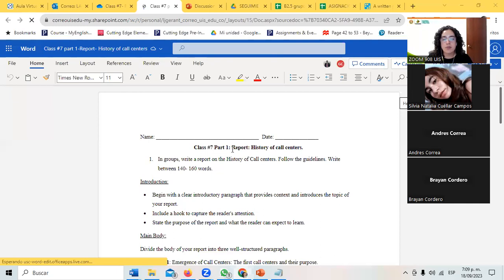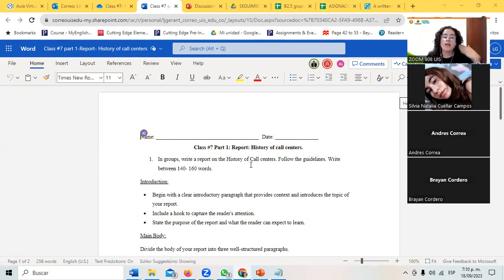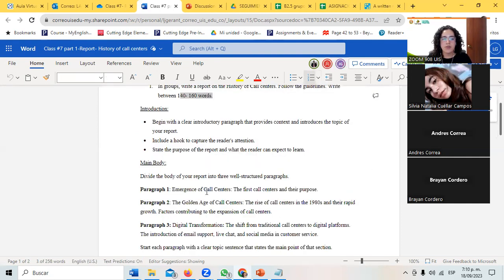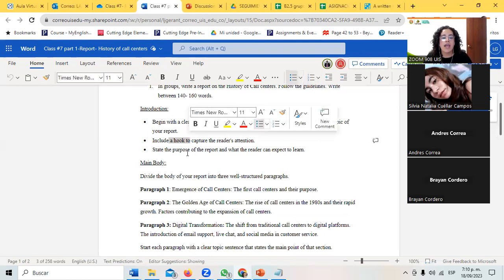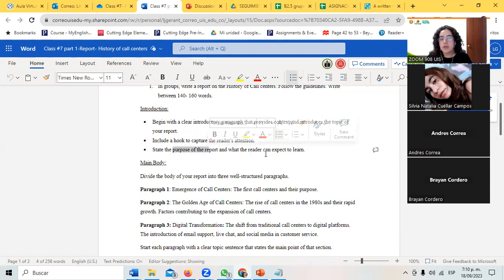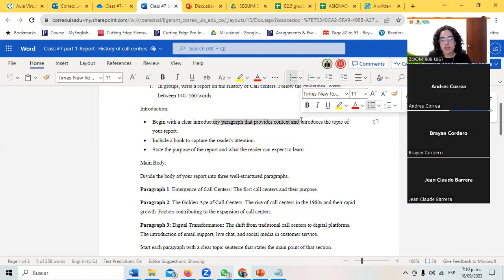So we are going to write a report on the history of call centers. So in groups, write a report on the history of call centers. Follow the guidelines. Write between 140 and 160 words. This is the same amount of words you're going to write in the exam, okay? It's not the same topic, but it's the same amount of words, okay? So I give you some instructions for the introduction. Begin with a clear introductory paragraph that gives context and introduces the topic of your report. You can include a question to capture the reader's attention and state the purpose of the report and what the reader can expect to learn from this text, okay? So the purpose and introducing the context.